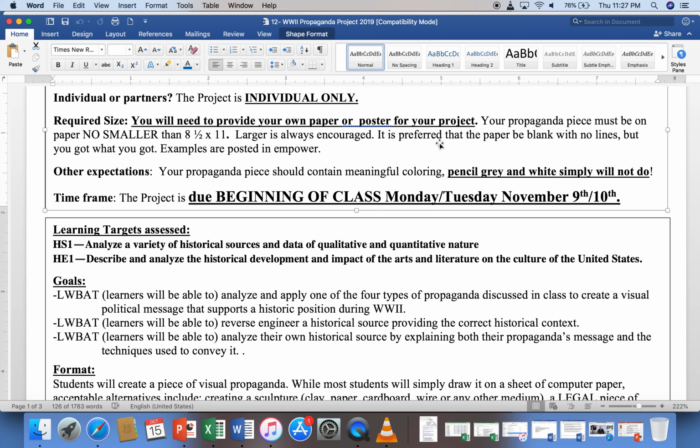Okay? It is preferred that the paper be blank with no lines, but you got what you got. If you don't have blank computer paper laying at home and all you have is line paper, we'll make it work. It's not ideal, but I also understand that this year has some special challenges. Okay, so examples are posted in Empower. Technically, they're not there. They're going to be at the end of this video.